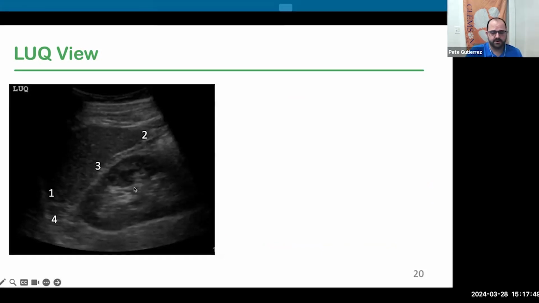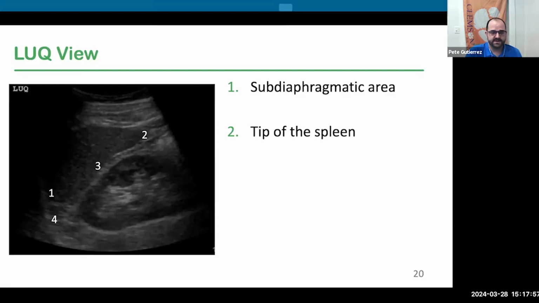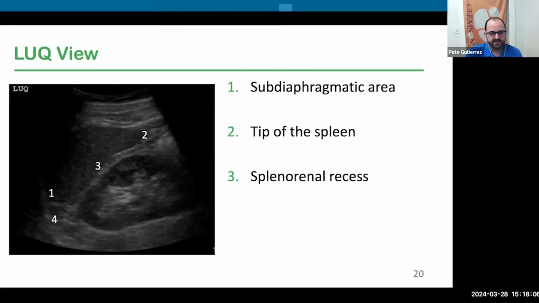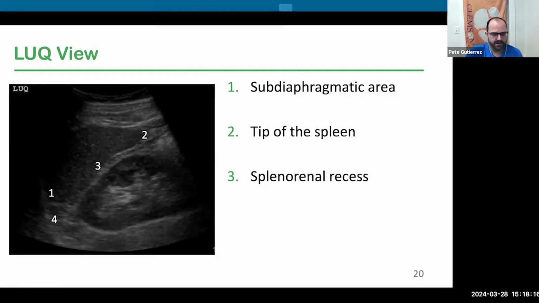So similar to the right upper quadrant, in the left upper quadrant there are 4 different places we're going to be looking for fluid. Number 1 is going to be in the subdiaphragmatic space. Number 2 is at the tip of the spleen, so that's contiguous with the left paracolic gutter. 3 is in the splenorenal recess. It's said that the splenorenal ligament is a very strong ligament without a lot of give in it, so you're less likely to see fluid between those 2 organs than you will on the right side. And then also looking at the thoracic space.